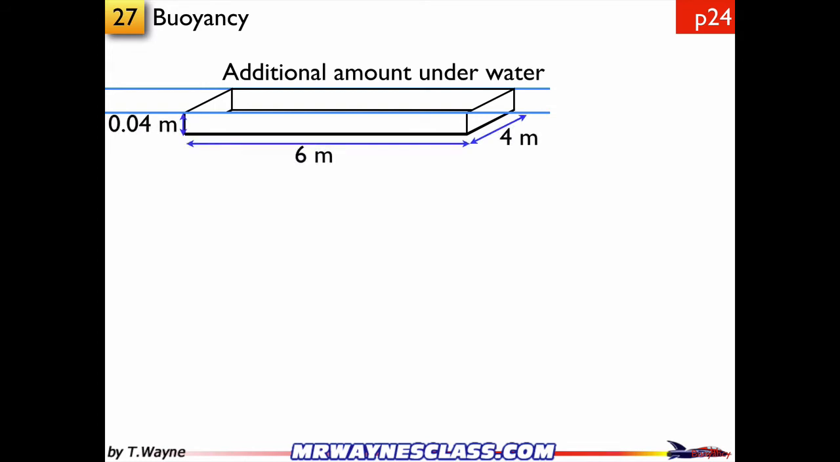So this is the amount, the additional amount that the barge sunk underwater. It's not the total size of the barge, it's just the additional amount. So 0.04 meters by 6 meters by 4 meters.